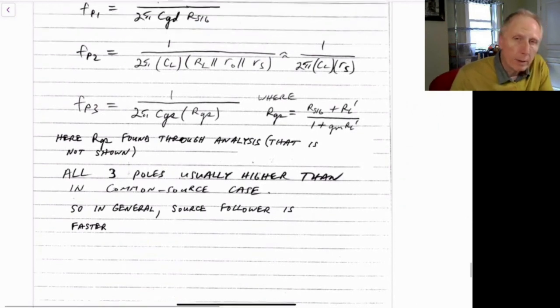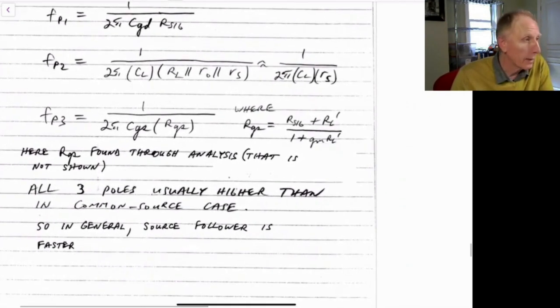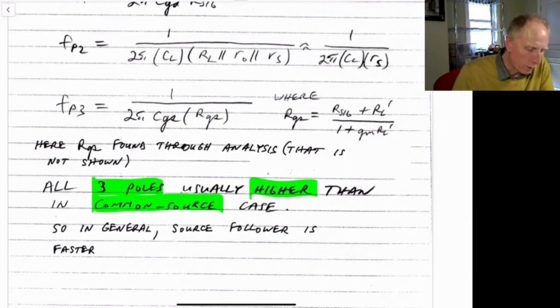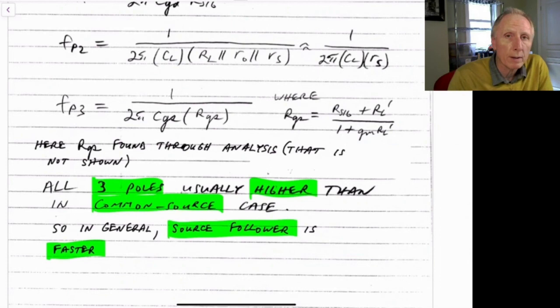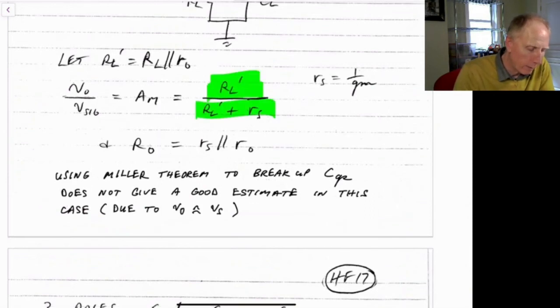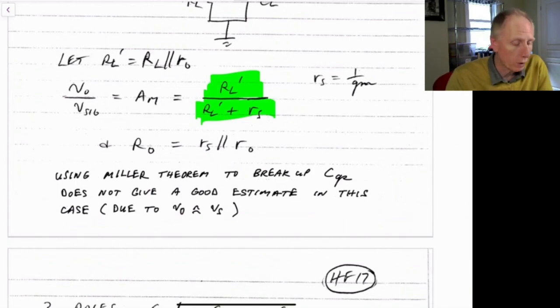What you find in this source follower case is that all three of these poles are generally higher than in the common source case. So in general, a source follower tends to be a faster circuit. It's not as limited as it is in the common source or the common gate cases. But of course, it has no gain. We saw that the gain is just equal to a resistor divider, so the gain is always less than 1. You can't get a voltage gain from this at all. You do get a power gain because the current gain here can be large, but the voltage gain is always going to be less than 1.